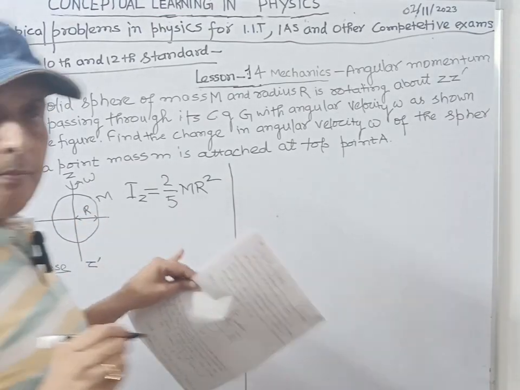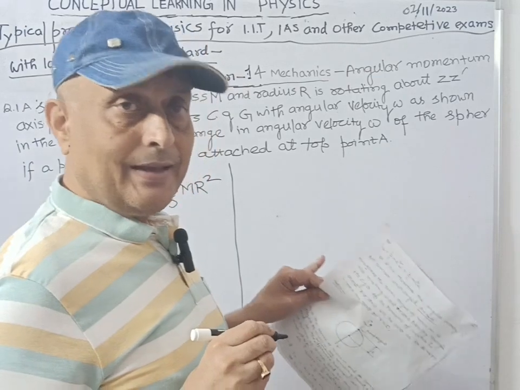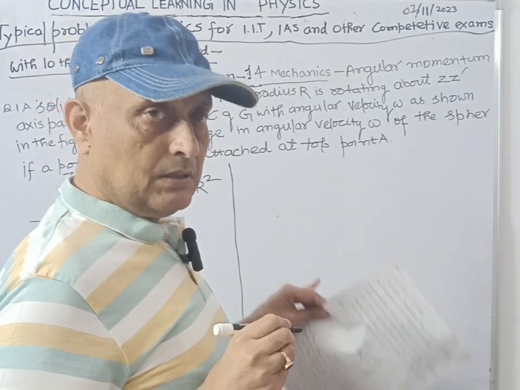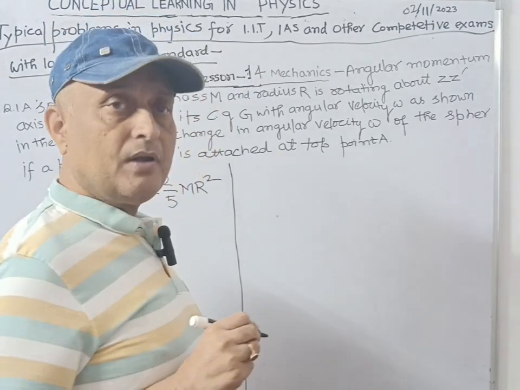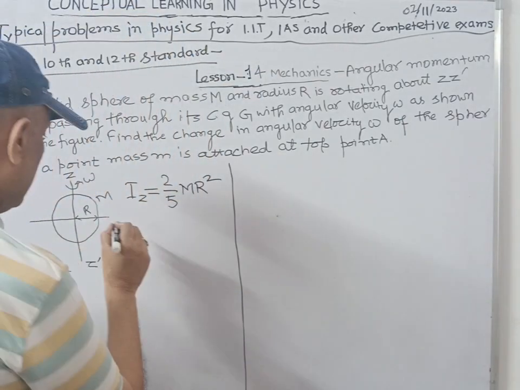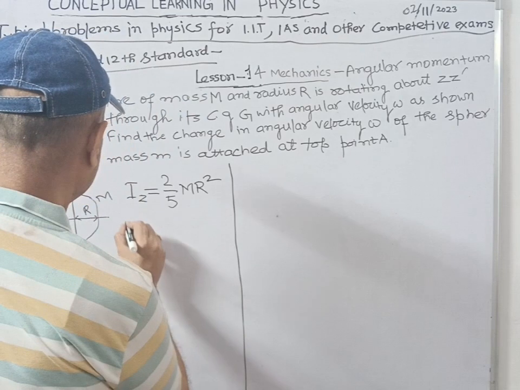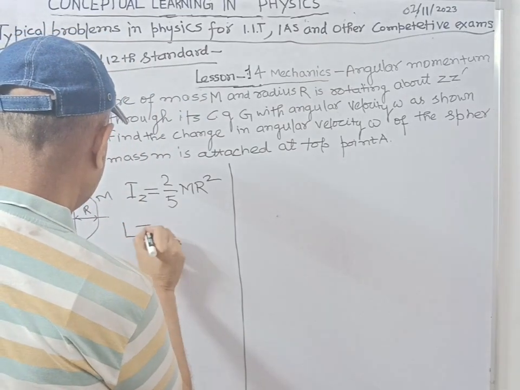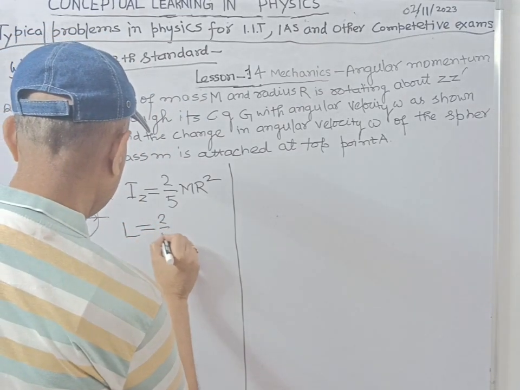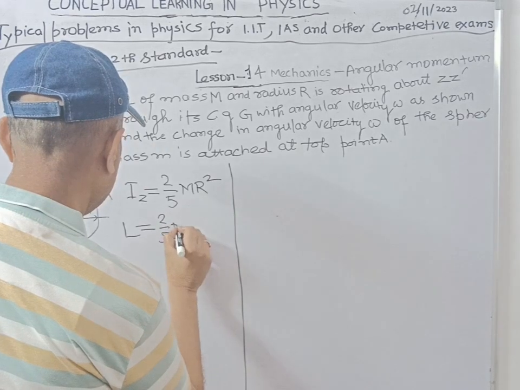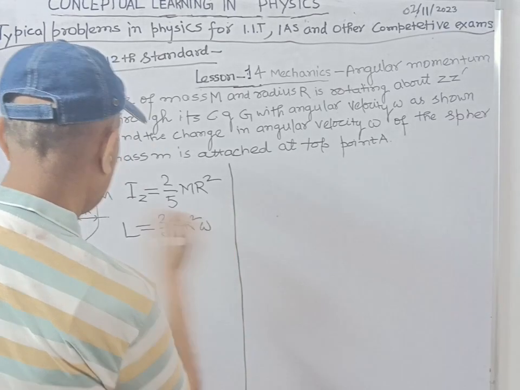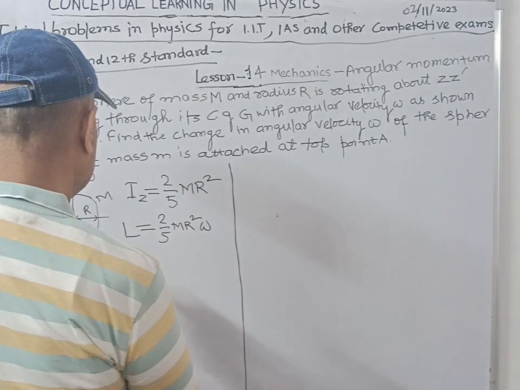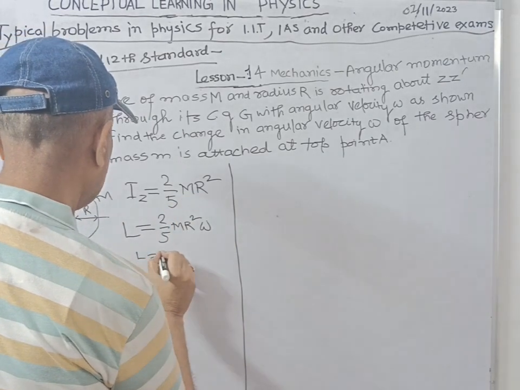Now the angular momentum is L, and the angular velocity is omega. So angular momentum in this case is equal to L equal to 2 by 5 m r square omega, since L equals I into omega.